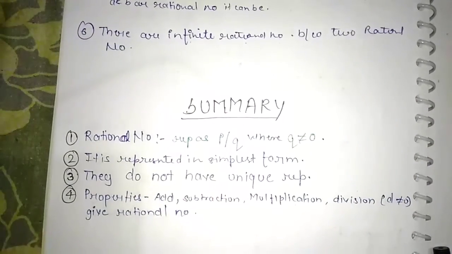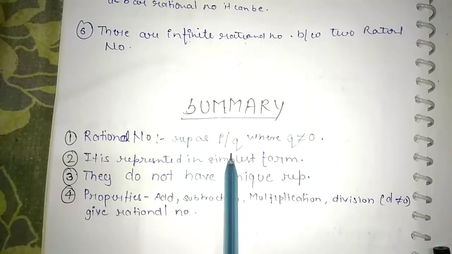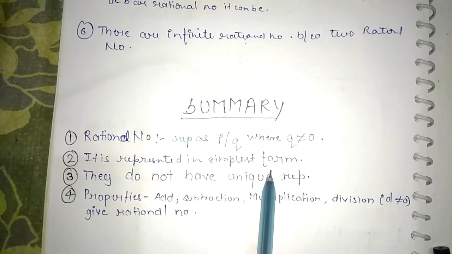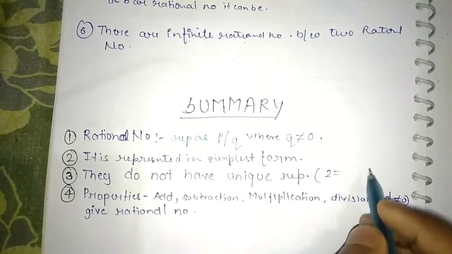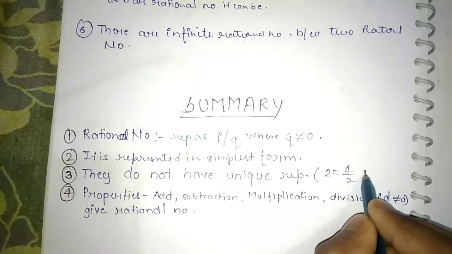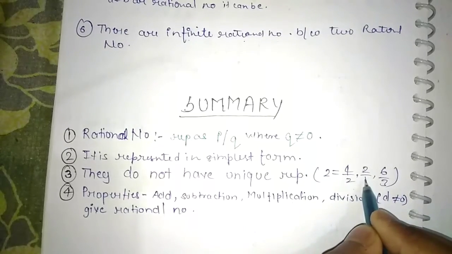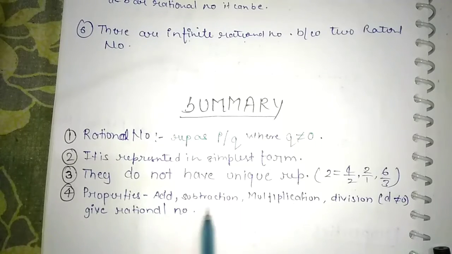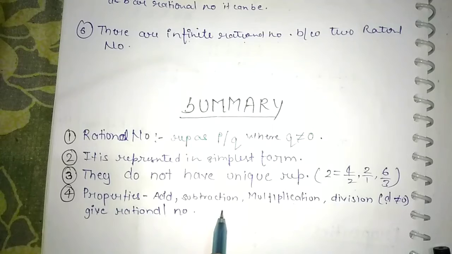Let's talk about the summary. What we have studied today is rational numbers represented in p by q form, where q does not equal 0. It is represented in simplest form. They do not have a unique representation. It means, as I showed you, 2 can be equal to 4 by 2, it can be equal to 2 by 1, it can be equal to 6 by 3. So it does not have a unique representation. Properties we have studied: addition, subtraction, multiplication, or division with the denominator not equal to 0, give us a rational number in the result.